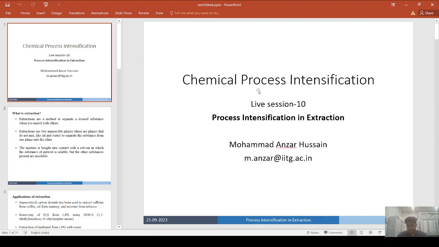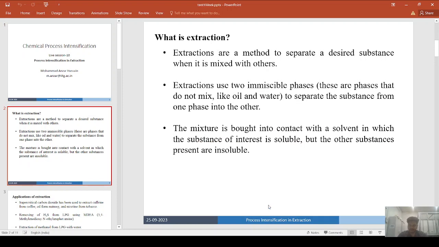This week was heavily focused on process intensification for systems which involve extraction. So we will first start with what is extraction. As you know, the solid-liquid, liquid-liquid or gas-liquid systems all utilize the principle of extraction.